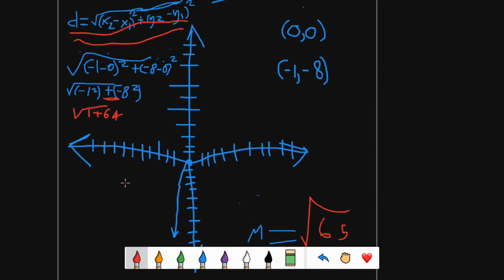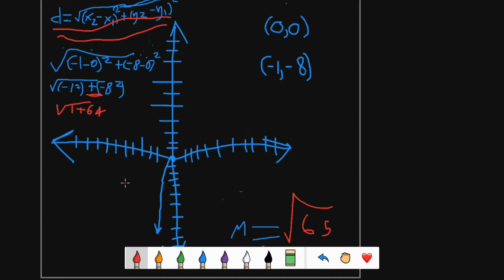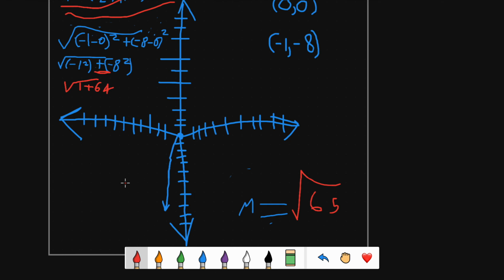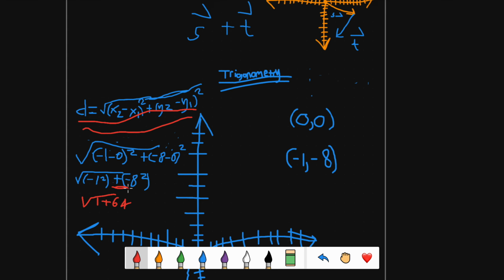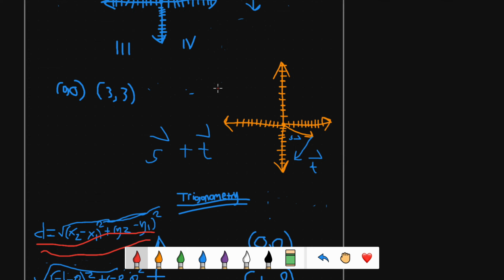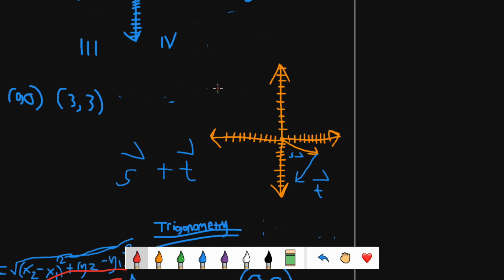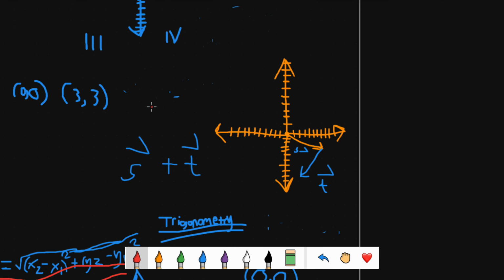So now you know how you do this, right? This is the part of trigonometry. Now let's see here. This is S, and this is T. Now you do S plus T. This is actually adding vectors. Sorry if I didn't put subtracting vectors. This is actually adding the vectors, right?